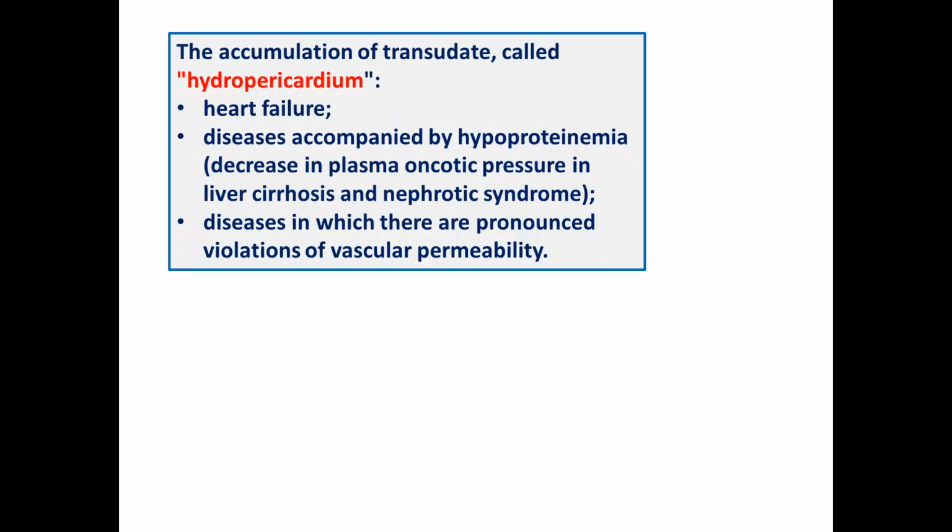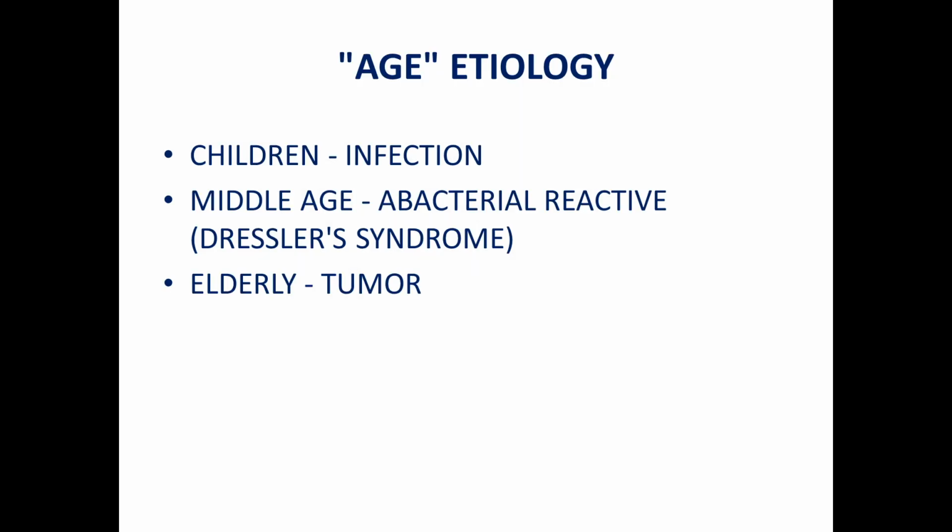There are some reasons for accumulation of transudate, or non-inflammatory fluid, in the pericardial cavity, which is called hydropericardium. In the first place, heart failure, and fluid can also accumulate because of hypoproteinemia, because of decreased oncotic pressure, for example, in liver cirrhosis or nephrotic syndrome, and some disorders with pronounced violation of vascular permeability may also result in pericardial accumulation of fluid.